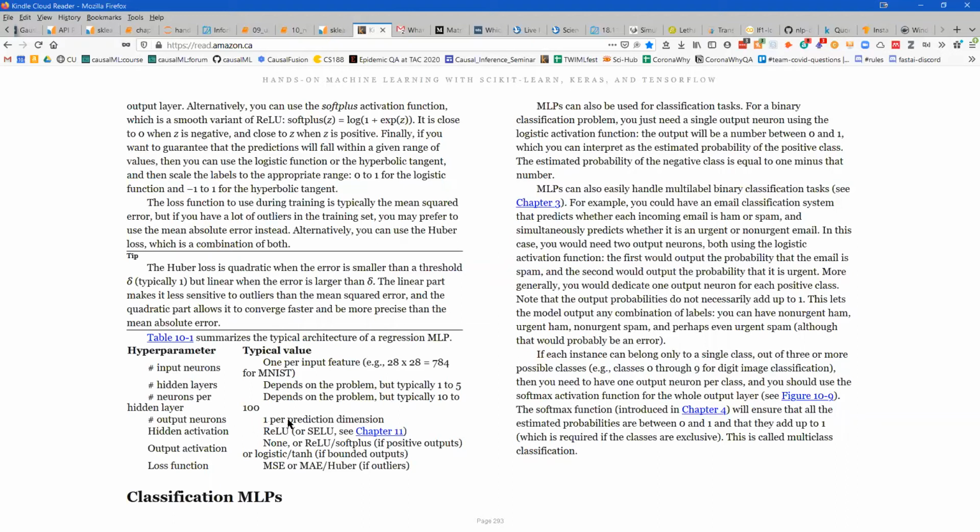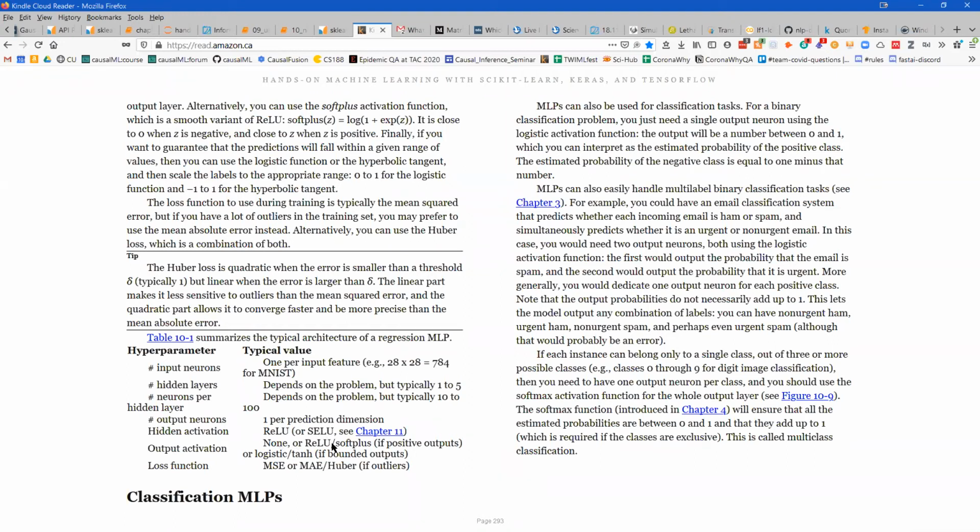Output neurons: in a simple problem like housing prices, you just need one output. But in other problems, you need an output vector, so you need one per prediction dimension. The hidden activations, this is what we were talking about before, are usually ReLUs or SELUs. I guess Stephen has put up an example of an SELU. They could have none, just linear layers, or they could be ReLU.